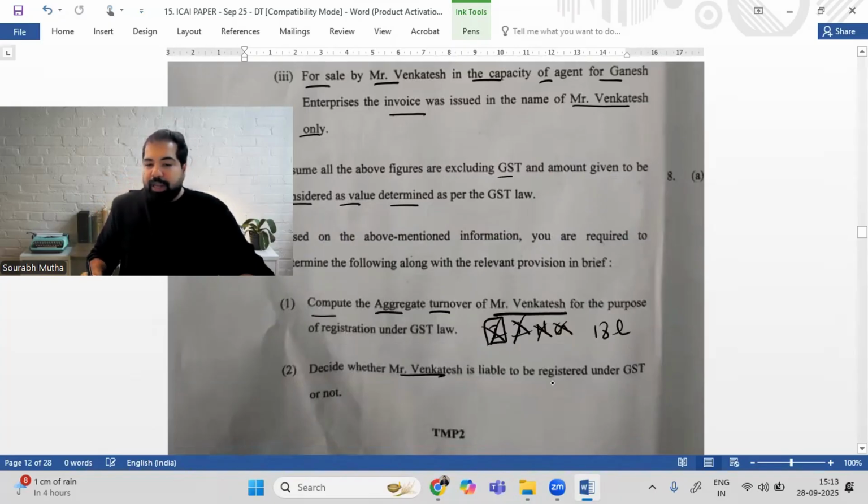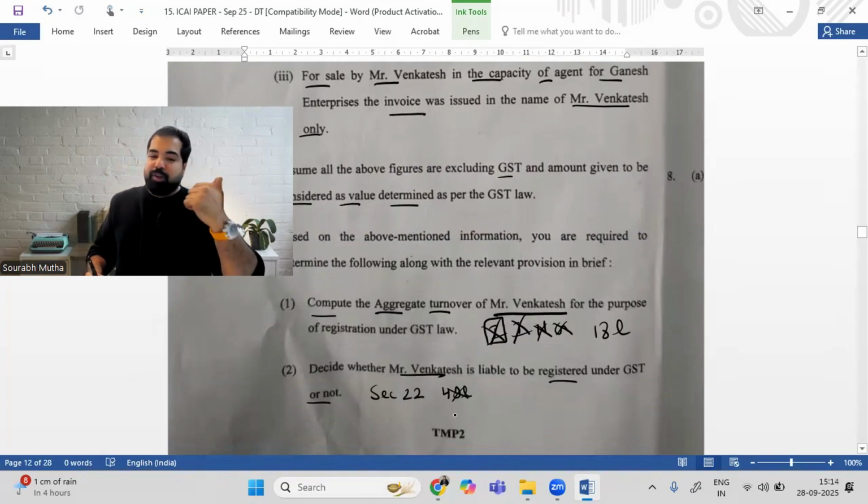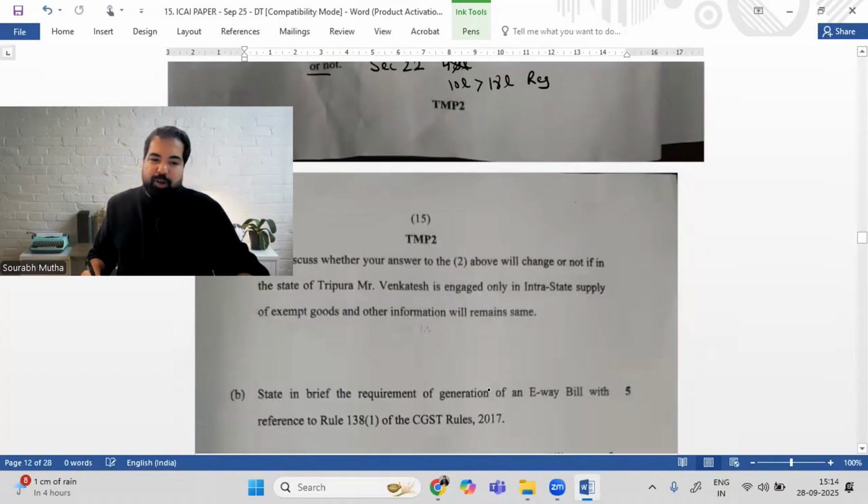Will Mr. Venkatesh be liable to be registered under GST? Yes, guys. For registration, there is a section called Section 22, which says that this 40 lakh limit will not apply because they're in the states of Nagaland, Tripura, Manipur, and Mizoram. So the 10 lakh limit will apply, and they've already crossed the threshold of 10 lakh, and hence they will have to register.